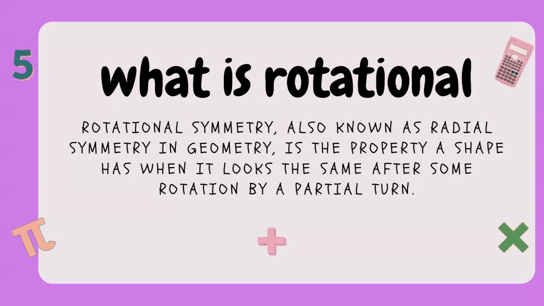What is rotational symmetry? Rotational symmetry is also known as radial symmetry in geometry. It is the property of shapes where they look the same after some rotation by a partial turn.